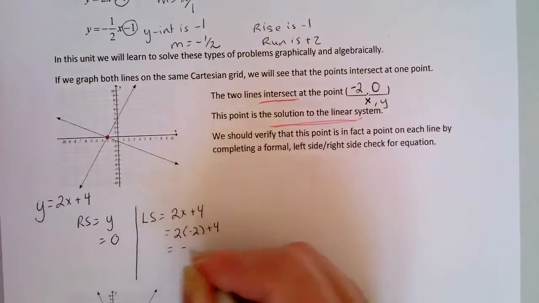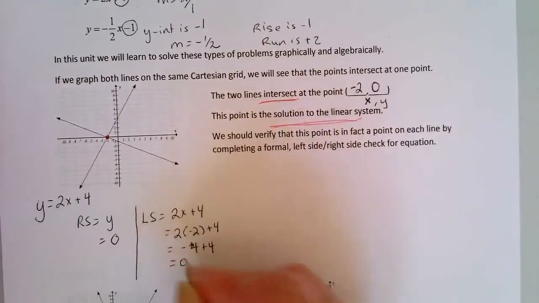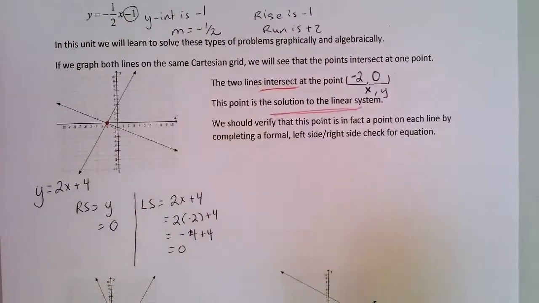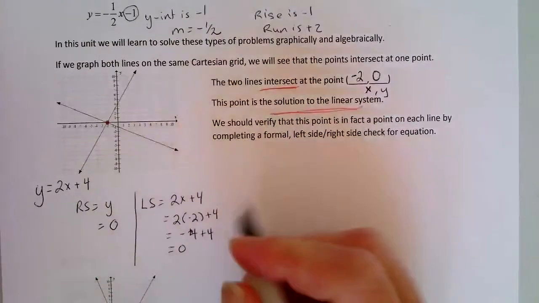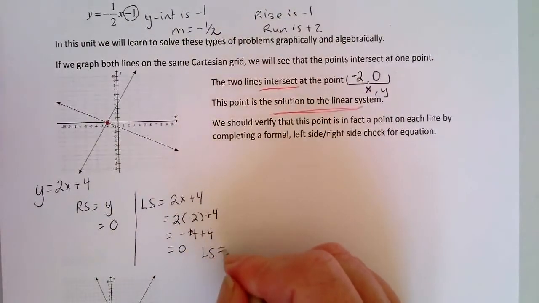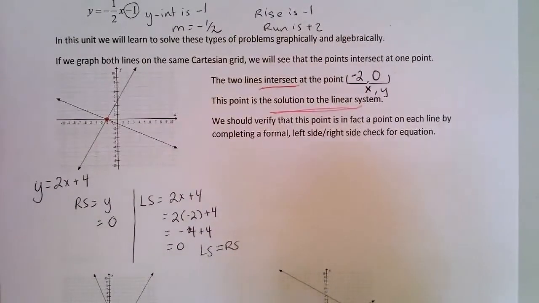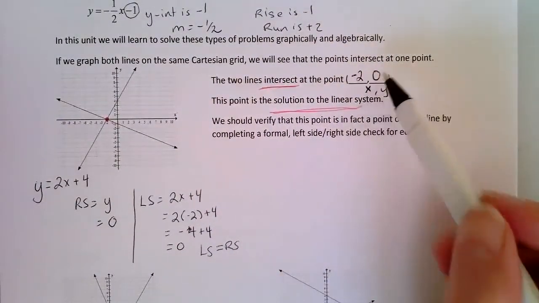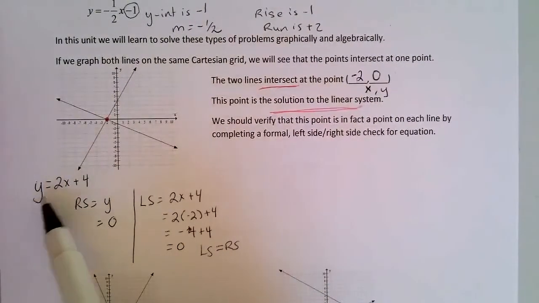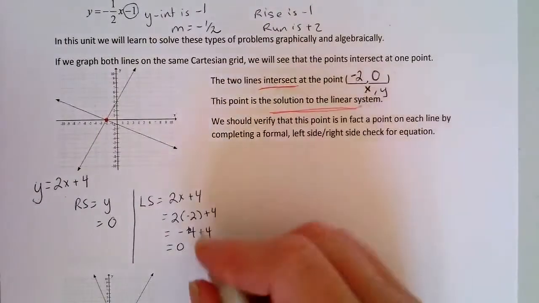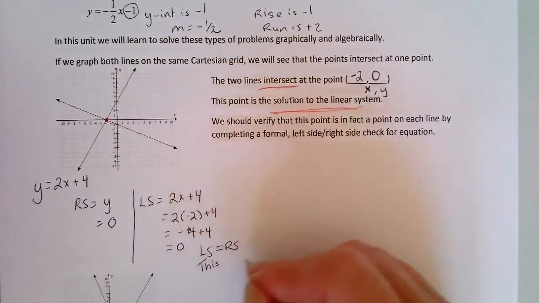Then on the right-hand side, we replace the x value with -2. We proceed to clean this up to get -4 plus 4, and when we collect like terms, it equals 0. So now the left side and the right side both equal 0. That means that when I substitute in the coordinates of this point, the conditions between x and y are satisfied. That means this is a point on the line.